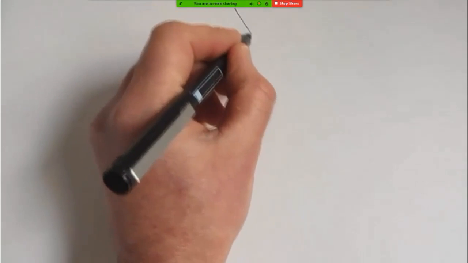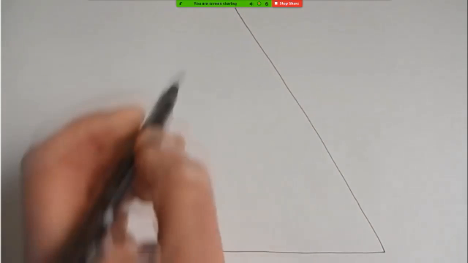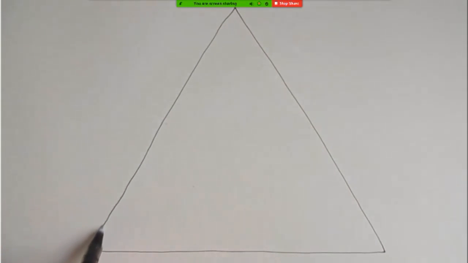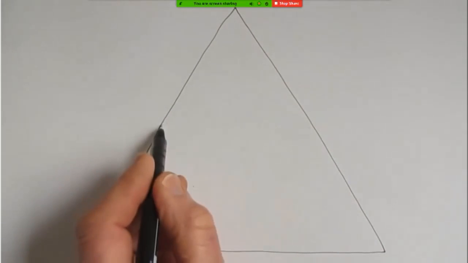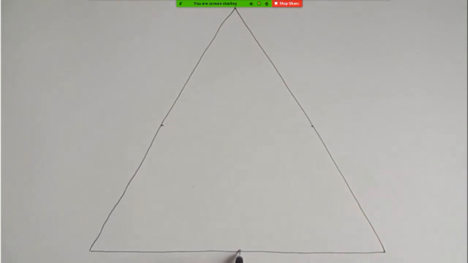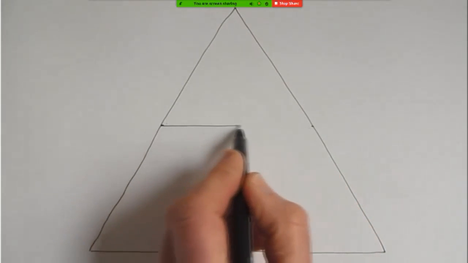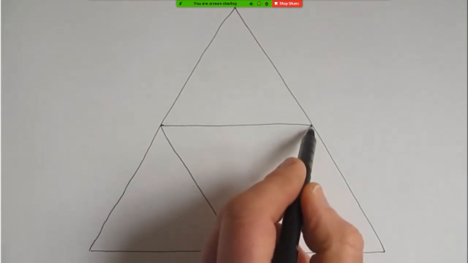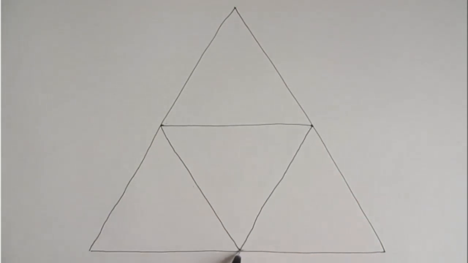To draw this triangle, I start by drawing an equilateral triangle, a triangle where each side is of equal length. You could use a ruler for your straight lines, or you could just do it by eye. Next, I draw a dot at the halfway point of each side of this first triangle. I then join these 3 dots together to make a new upside down triangle in the center. By doing this, I have also made 3 new triangles, 1 in each corner.